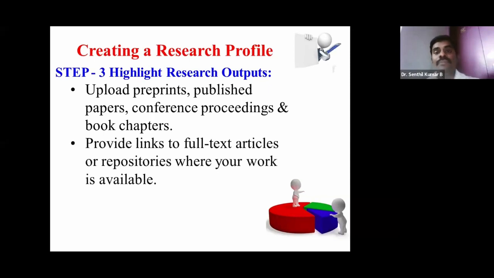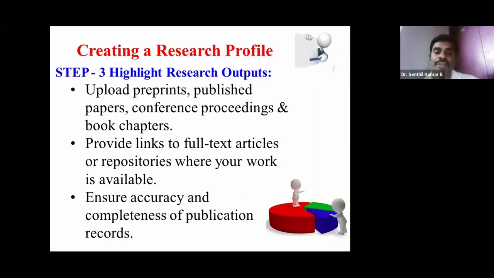Then provide links to full text articles or repositories where your work is available. This is very important. So usually what we do is we just add our publication details, but the entire publication will not be uploaded. So whenever a researcher wants to use your research as a reference work, they'll be requesting you for the full text article. This frequently happens in ResearchGate. So when you upload the abstract of your research, they keep on asking for the full text article so that they can use it. So always see to that. Either you provide a link for your published article, or you can just upload the full text itself so that it can be used and your citation will be improved. So you can get more citations when you upload the full text article.